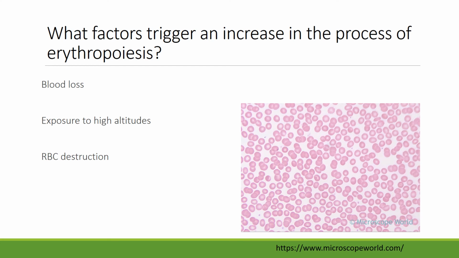What factors trigger an increase in the process of erythropoiesis or red blood cell production? They are blood loss, exposure to high altitudes, and red blood cell destruction. The slide on the right shows you the normal concentration of red blood cells.